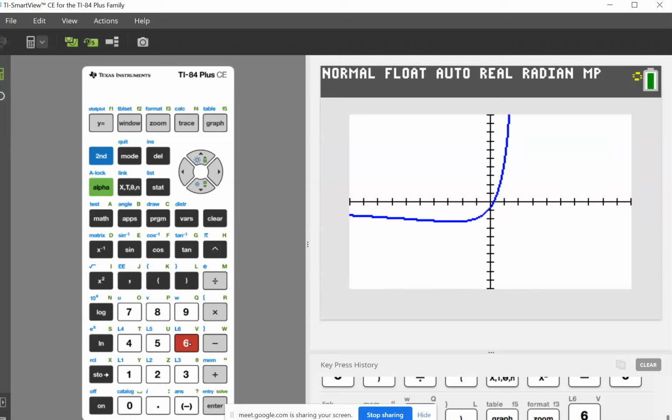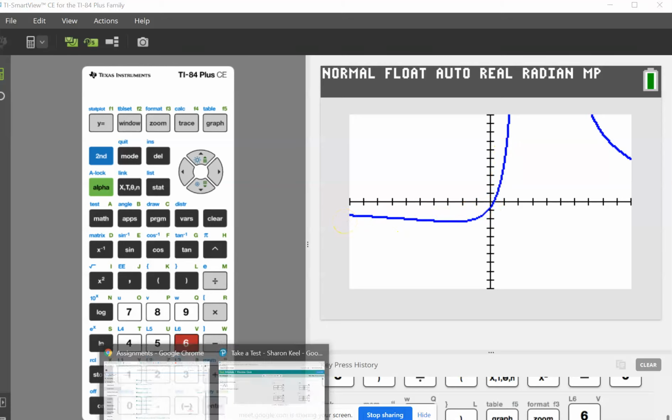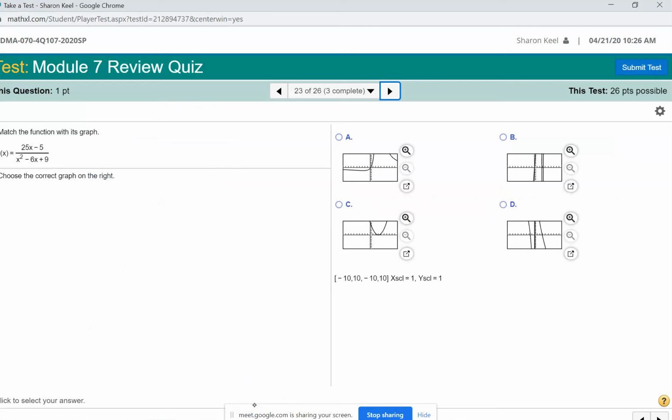And then we're going to compare this to the graphs that we see on the computer. So we have a little arc on the right side of quadrant 1. This comes down quadrant 1 and out on quadrant 3. So it's not this, it's not this, not this. It's actually A. That would be the correct graph.